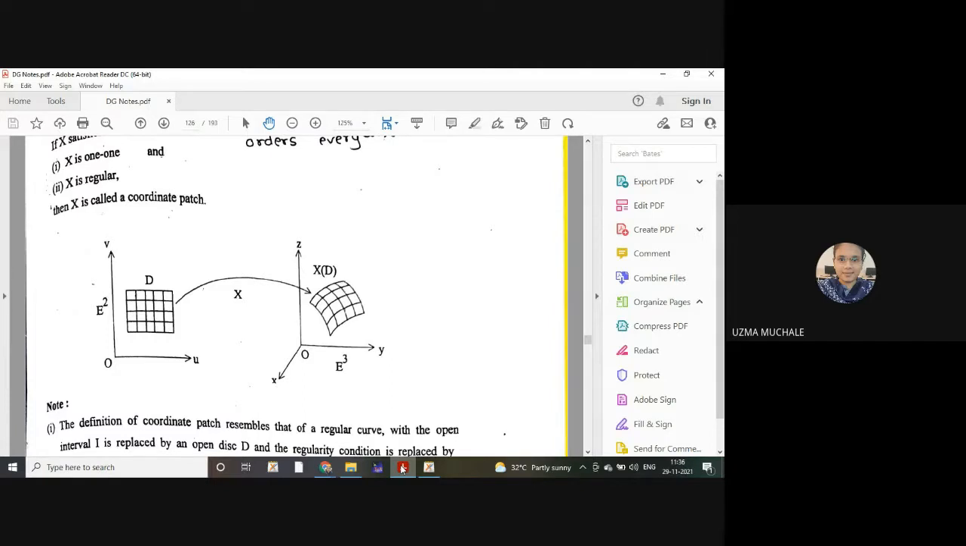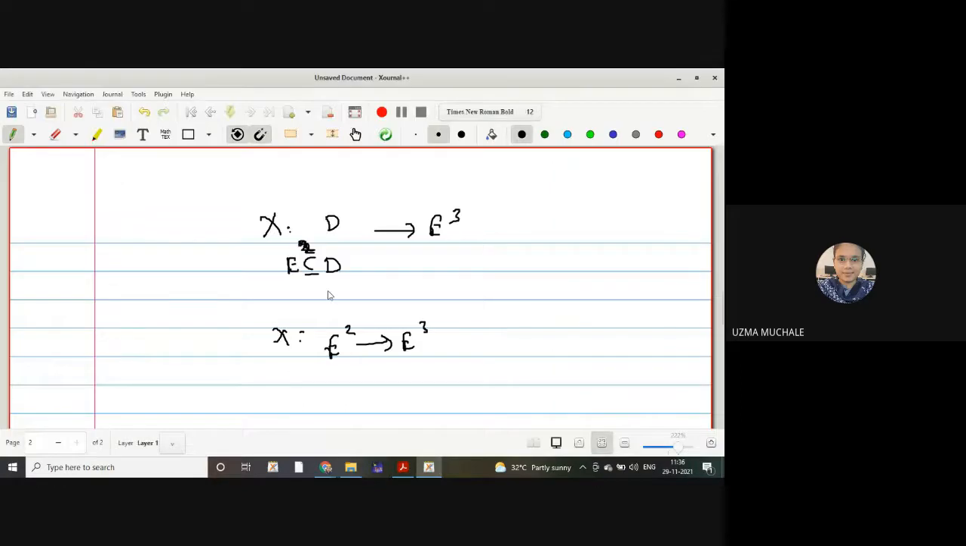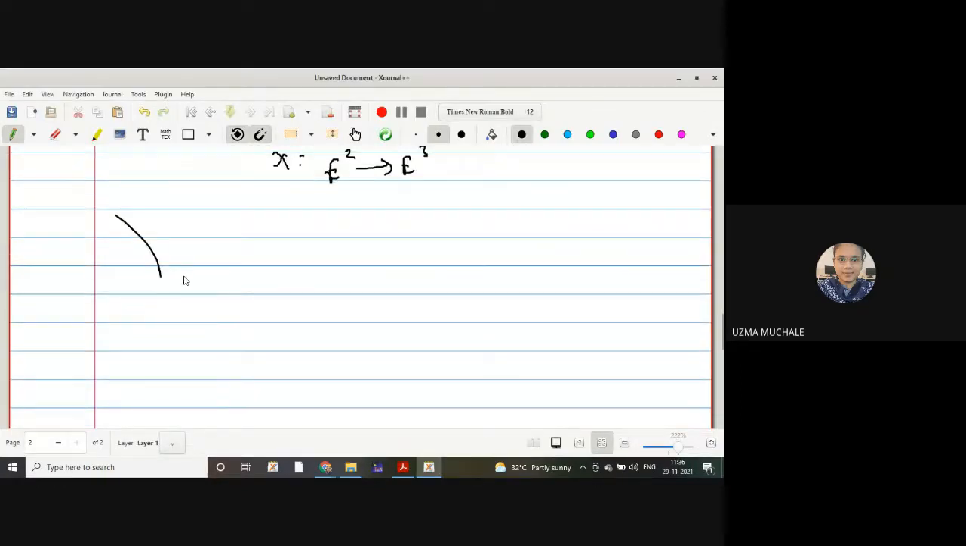Now here you can see the images. We have any subset D of E2 and a mapping from D to E3. If I want to say it is a coordinate patch, first it should be regular and it should be 1-1, right? Why are the conditions given like this? Let us assume that you have one rubber sheet. Suppose this is your E2 space.